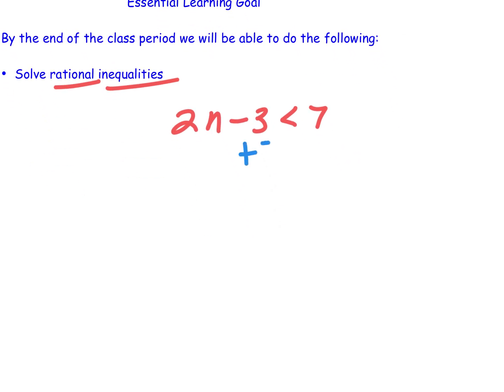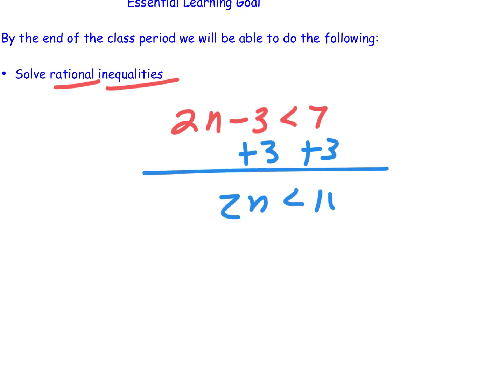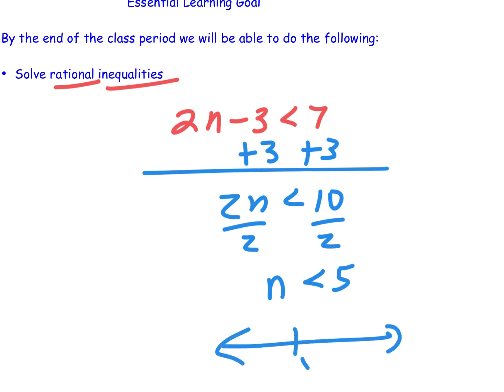If I was solving this one, I'm adding 3 to both sides, and I have 2n is less than 10. I divide by 2 on both sides. I have n is less than 5. That all worked. It's correct. This is the right solution set. If I was going to graph it, it would go like this. Here's 5, and it's less than 5. So things like 4 and 3 and 2 and 1 work.